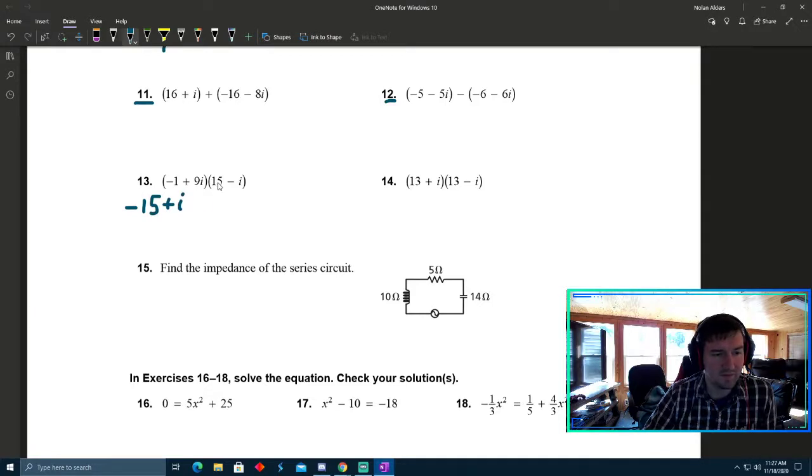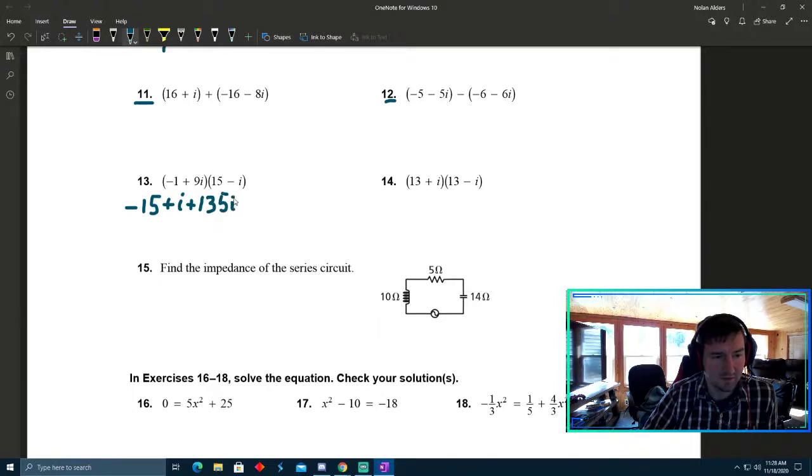9i times 15 is, well, let's see, 10 times 15 would be 150. So minus a 15 would be 135. So that's 135i. Might have to check me there, guys.